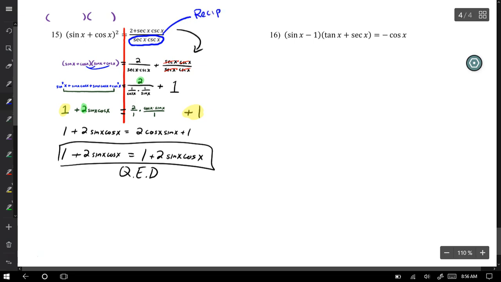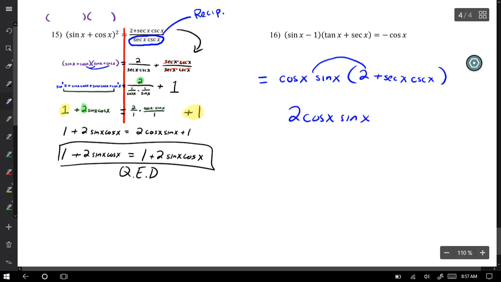those are part of our reciprocal identities. If I have a secant and a cosecant in the denominator, I'll just put over here, and I put equals, I can actually realize that means I have a cosine and a sine in the numerator. So I can write it up top and put the original in parentheses. And then if I distribute, I would get 2 cosine of x sine of x. And when I distribute here, the cosine and secant are reciprocals, and the sine and cosecant are reciprocals.